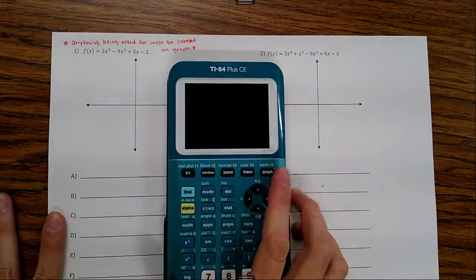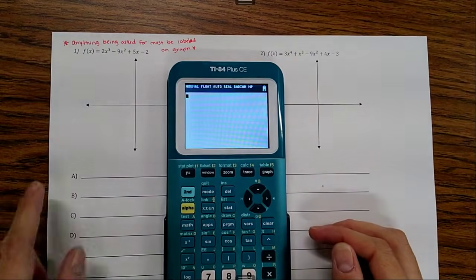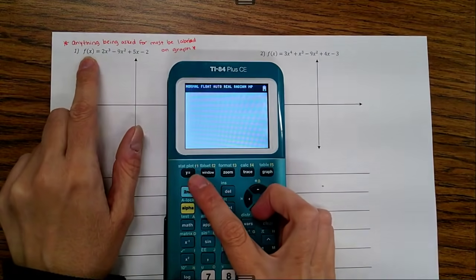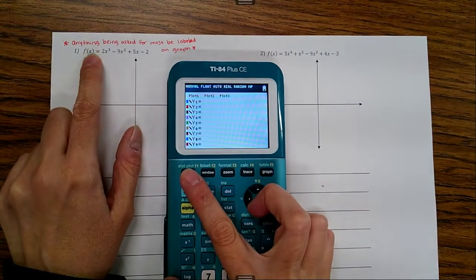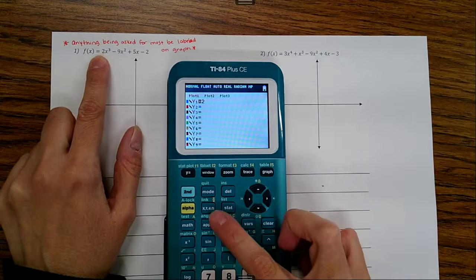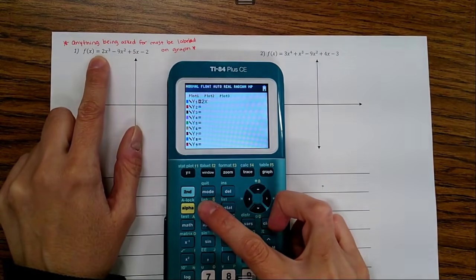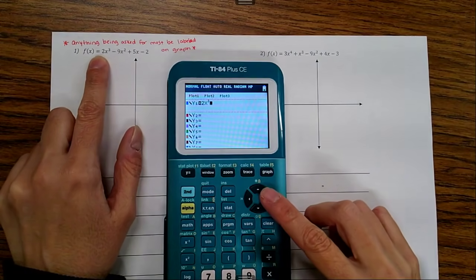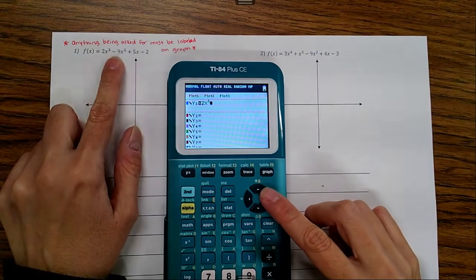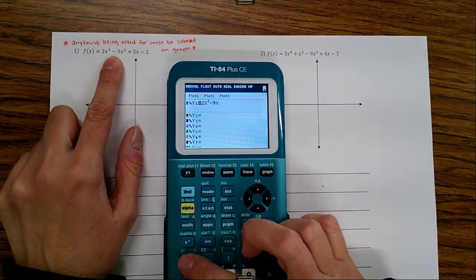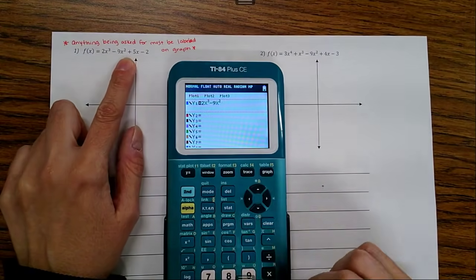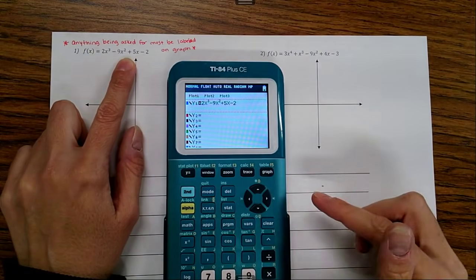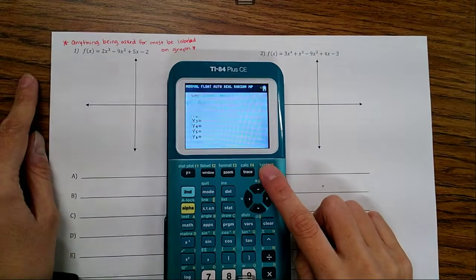All right, so we're going to start by graphing this function. So to graph a function, the function is like y equals, so we're going to go to y equals, and we're going to type in 2x, this x is right by the alpha, 2x raised to the third power, and then arrow over so that it takes it out of the exponent, minus 9x squared plus 5x minus 2. And then we can hit graph.